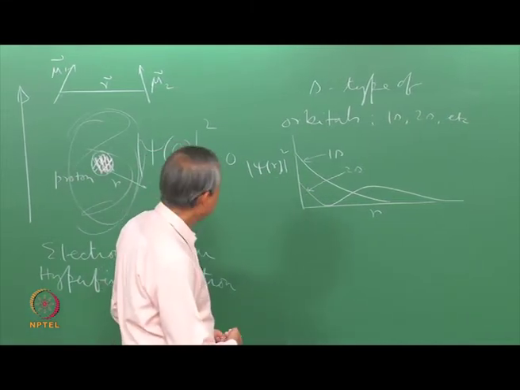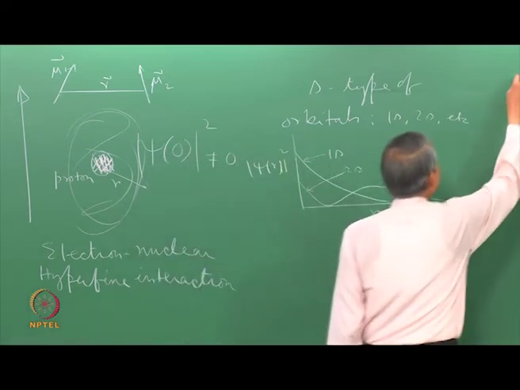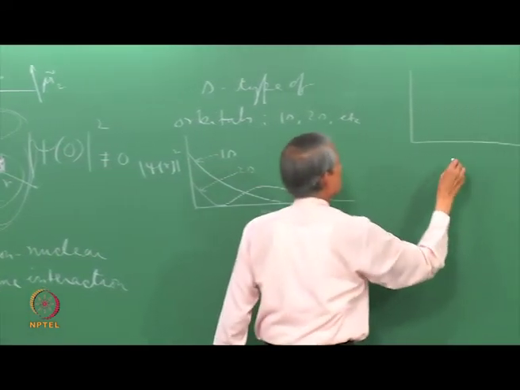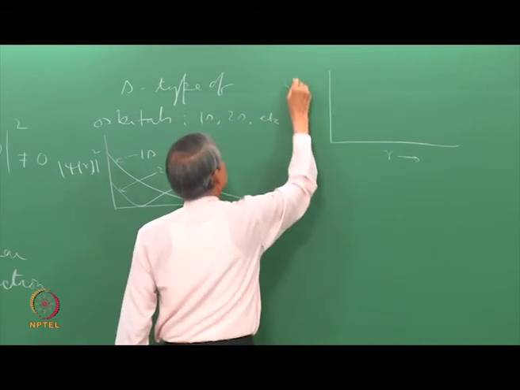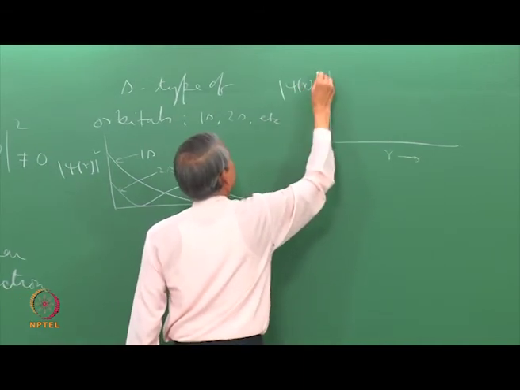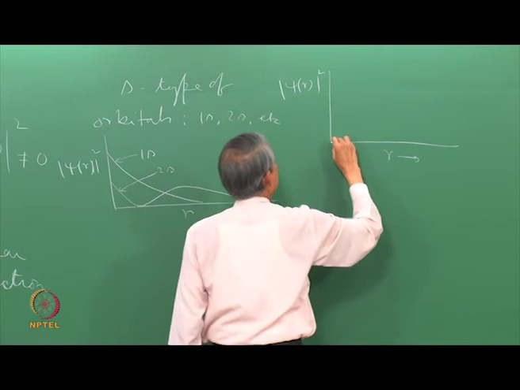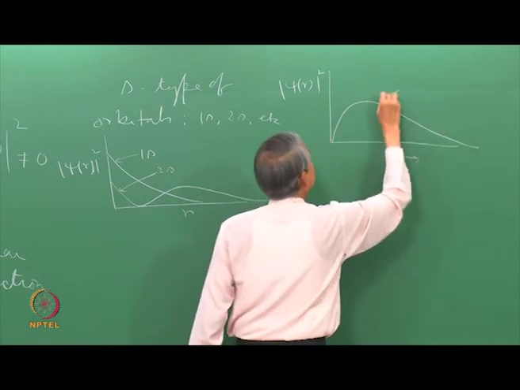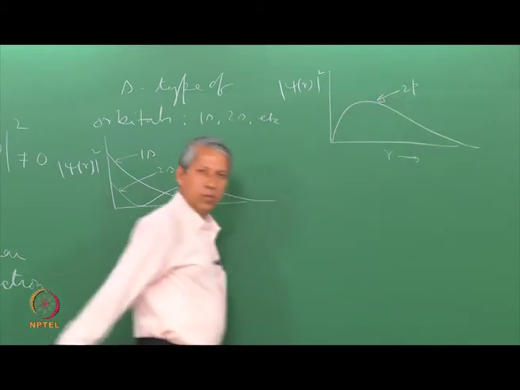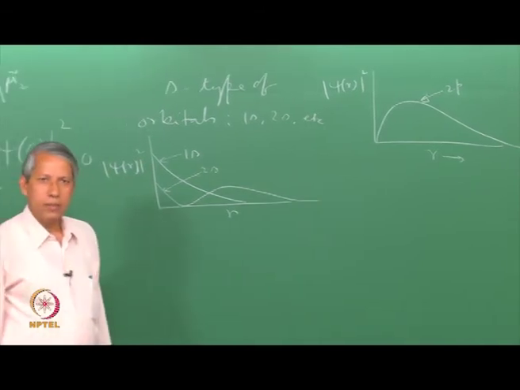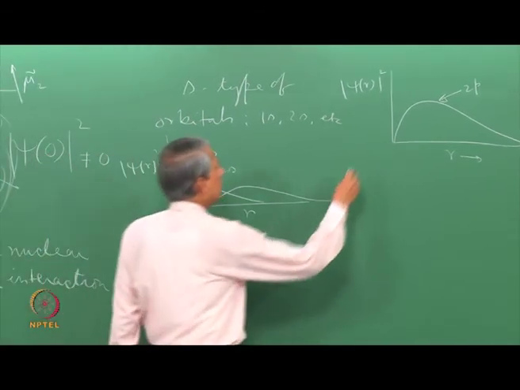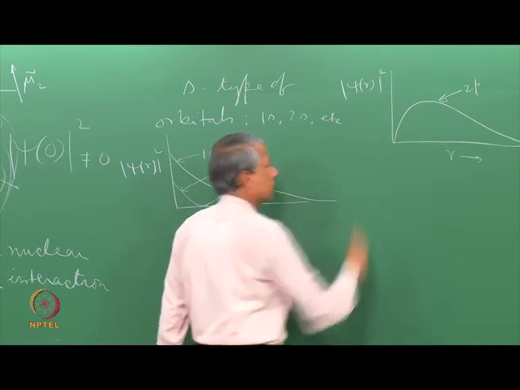In contrast, if we take another type of orbital, let us say a p orbital, this is the 2p orbital. Similarly, d and other orbitals there. Here, at the nucleus, the probability is exactly 0.